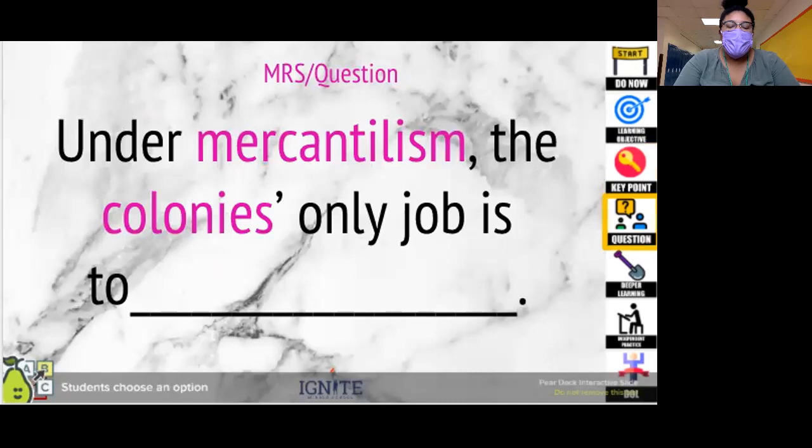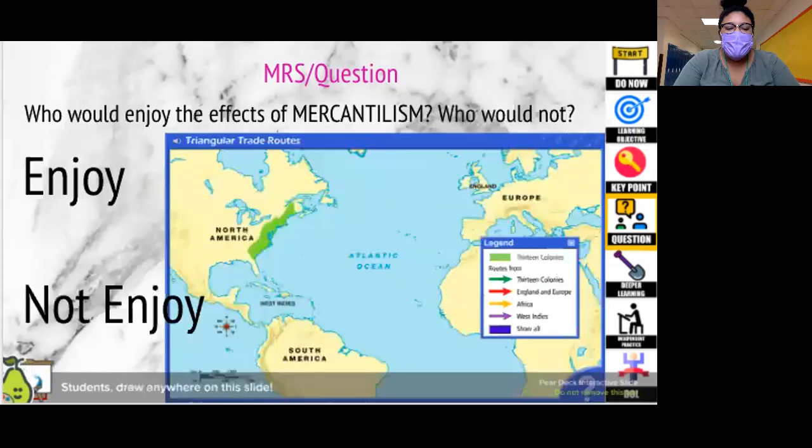Great, so under mercantilism, the colony's only job is to make money for the mother country by producing raw materials. So who would enjoy the effects of mercantilism and who would not? Go ahead and draw a line depicting who would enjoy and who would not enjoy mercantilism.